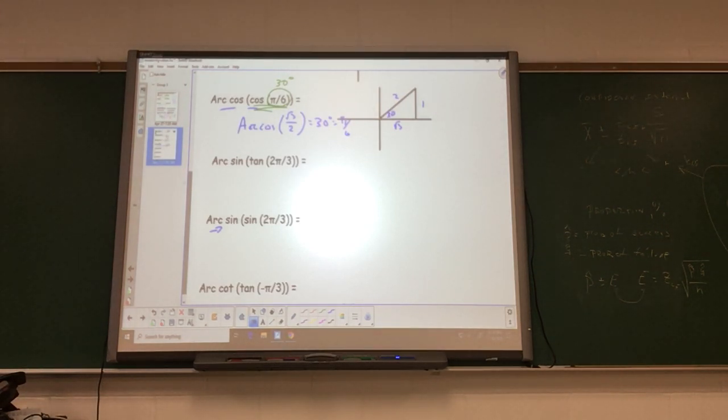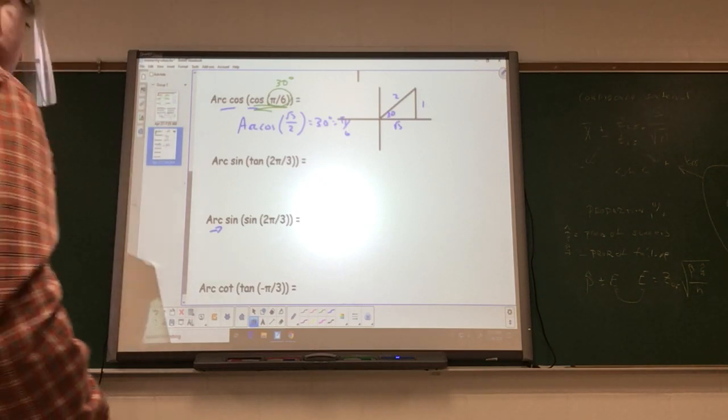Sine of 2 pi over 3. 2 pi over 3 is what degree measure? Take a look at your pi over 3 and multiply by 2. What's pi over 3? Multiply by 2. Isaac, what do you get? 120. So we get 120 degrees here.